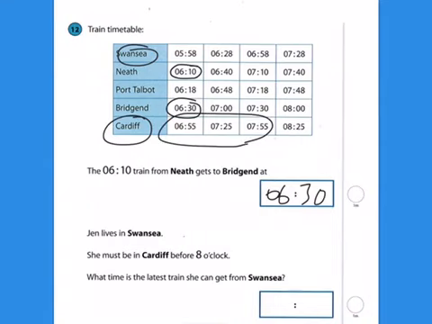What is the latest train she can get from Swansea? Well, that is the latest she can get there. So that means 6:58 is the latest one that she can get. So 6:58.